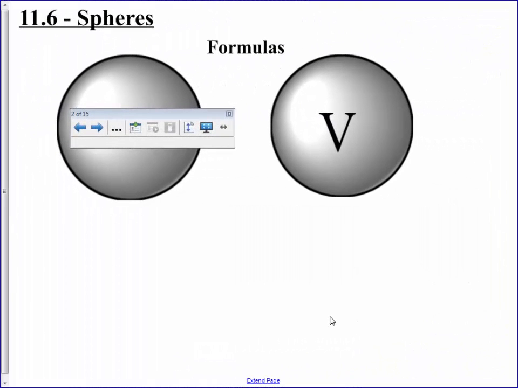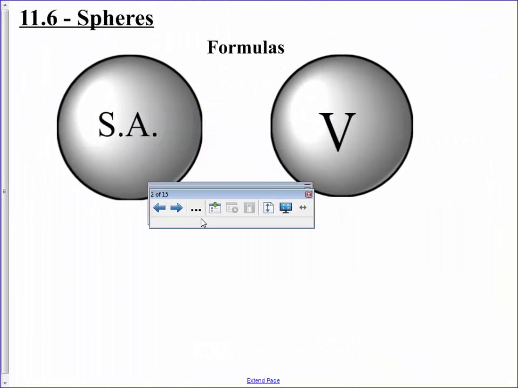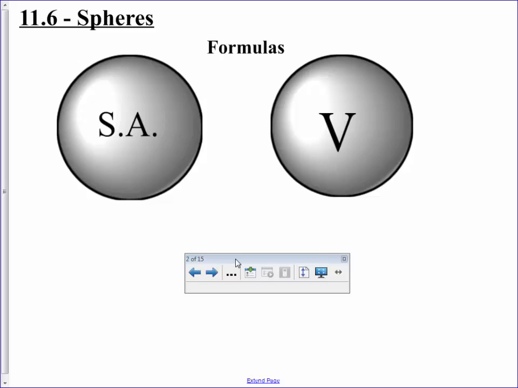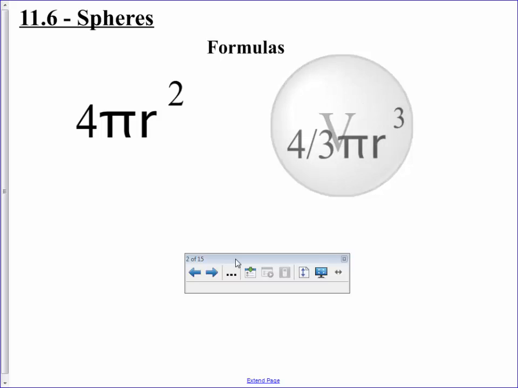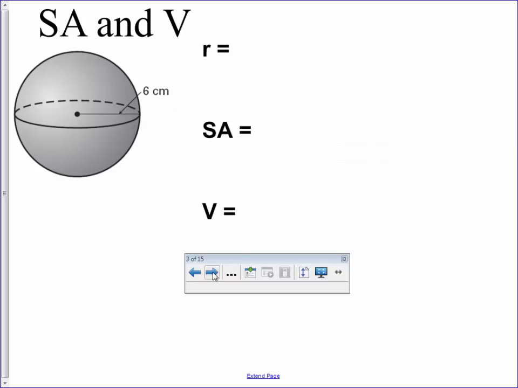Today we're going to start with section 11.6 talking about spheres. The two formulas for a sphere are actually on your formula sheet. The surface area is 4 pi r squared and the volume is 4/3 pi r cubed. So let's go ahead and use these formulas to find the radius, the surface area, and the volume.